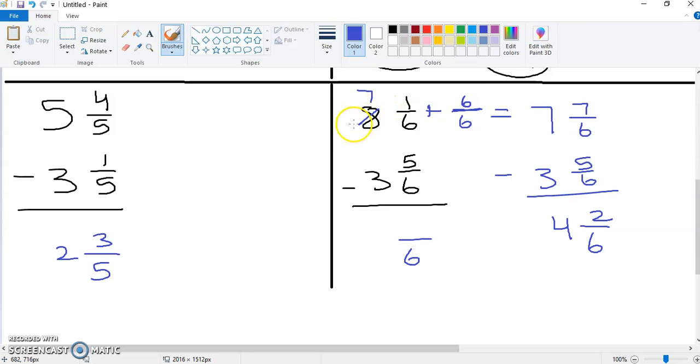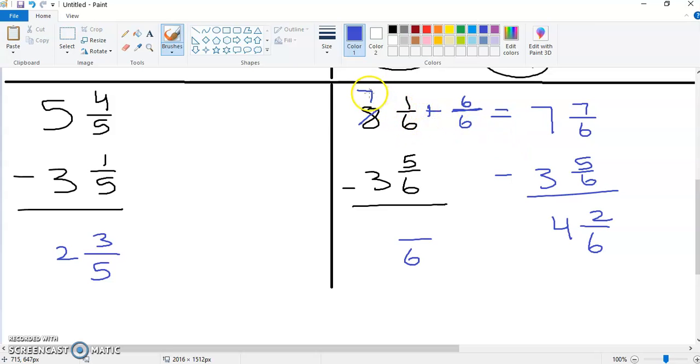This time we borrowed 1 from the 8, made it 7. We gave that one whole to the fraction that needed help, but we didn't give it a whole number. We gave it a fraction that represents one whole. Then we combined these two and we got 7 over 6. And we brought over our whole number and then we subtracted the bottom mixed number. And there we are, 4 and 2/6. So I hope that helps. It's kind of the same process every single time.